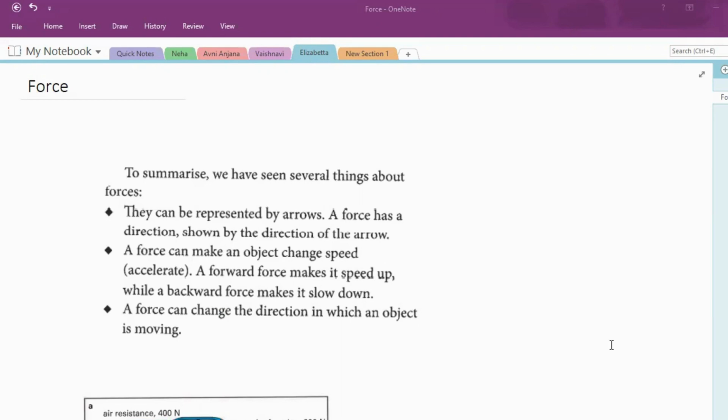Okay. So since we've already talked about these two chapters, if you remember, we've done until motion, right? Okay. So the next one that comes in your syllabus is about force and how force causes motion. Have you done this chapter before in your class? Yes. Okay.